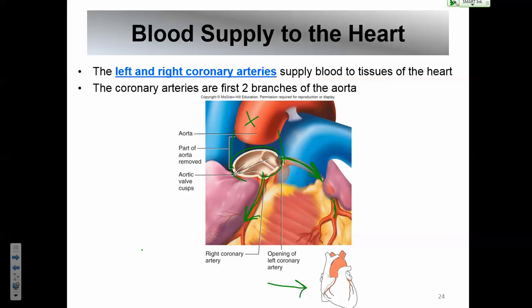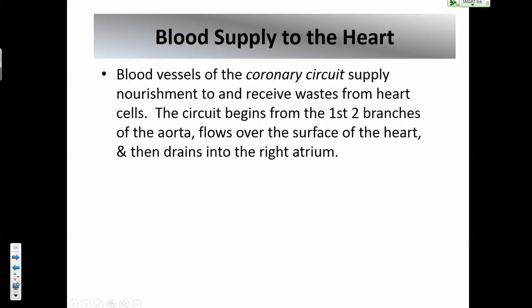So on this bottom picture, here's the right coronary artery. There's the left one. It's coming up underneath the pulmonary trunk. So one supplies the right side, one supplies the left side. But those arteries in turn branch into smaller ones, and ultimately you've got this whole capillary network that you won't see a picture of. But that's where all the gas exchange and nutrient exchange takes place between the heart muscle cells and the blood. Okay? So these next few pictures are going to show some of that. We're going to look at some of the blood vessels, not all of them, but the main blood vessels of what we call the coronary circuit.